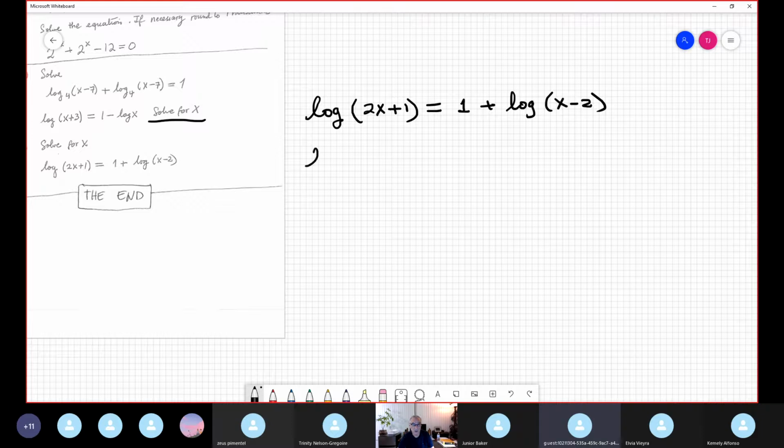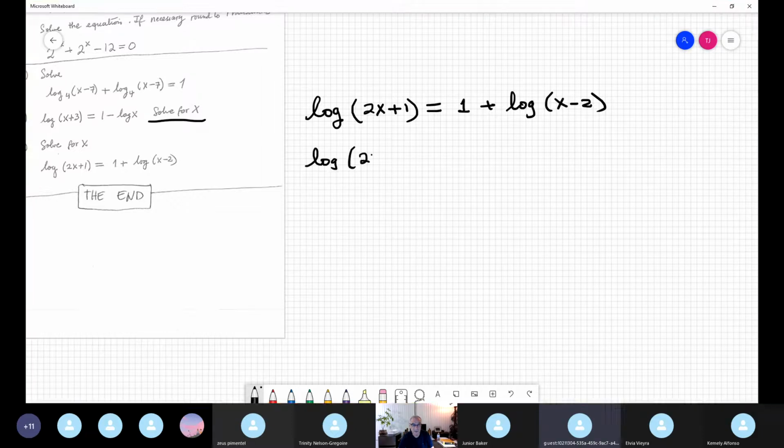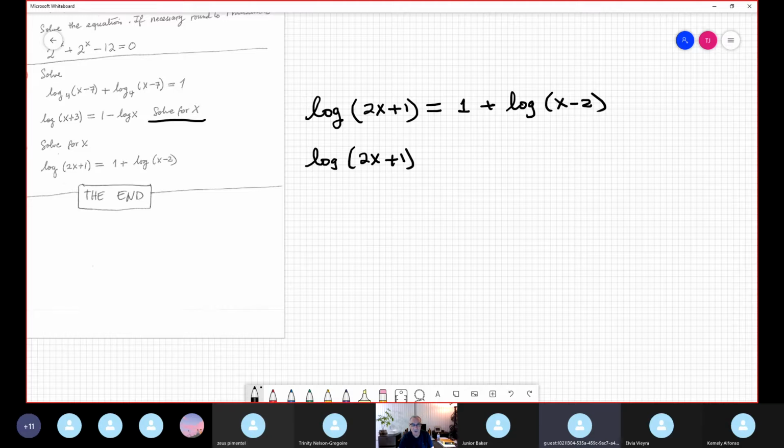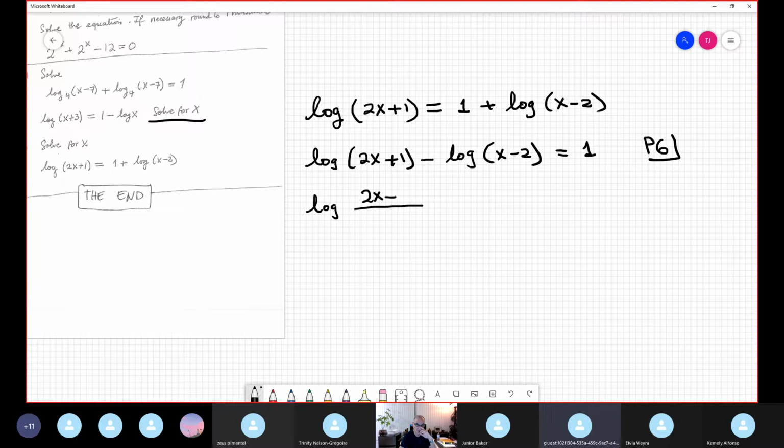Okay, but I need to condense it. To condense it, I need to express both logarithms on the same side. This one here, bring down minus logarithm of x minus 2, equal to 1. So in this case, you apply property 6, not 5, because it's minus. When it's minus, it's division. So you apply logarithm of a division. Division of what? 2x plus 1 on the top, which is the positive guy, and x minus 2 on the bottom, which is the negative guy, equal to 1. Done.